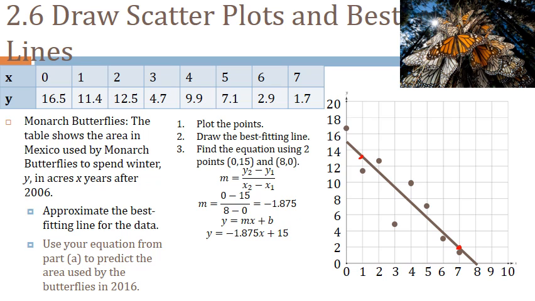Now use our equation to predict the area used by the butterflies in 2016. 2016 is 10 years after 2006, so we will let x equal 10. Fill that into our equation, and you'll see that y is negative 3.75. A negative area would indicate they've gone extinct. Thankfully, it's after 2016, and they have not gone extinct. Thus, this is not a model that actually shows real life.